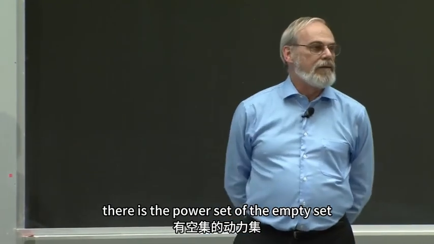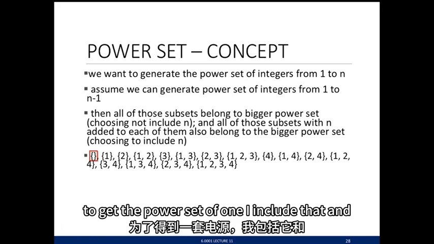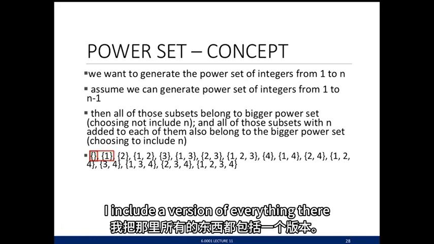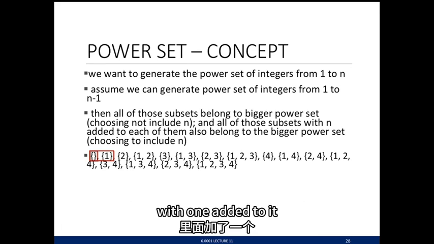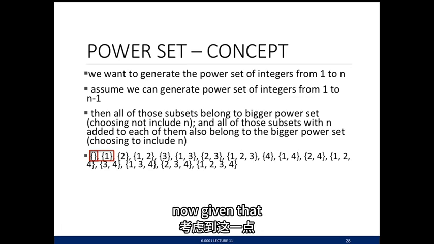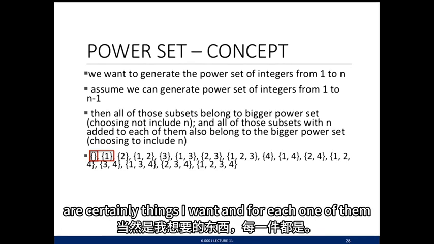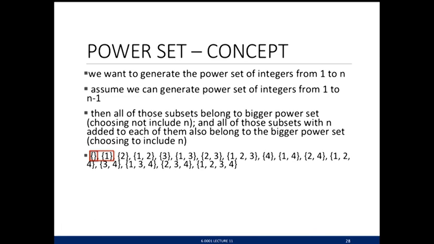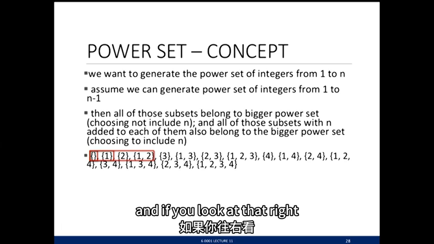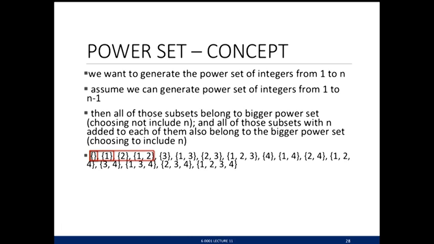There is the power set of the empty set. It's just the empty set. To get the power set of 1, I include that, and I include a version of everything there with 1 added to it. There's the power set of 1. Now, given that, how do I get the power set of 2? Well, both of those are certainly things I want, and for each one of them, let me just add 2. And if you look at that, that's the set of all ways of getting nothing, 1, 2, or both of them. And you get the idea.